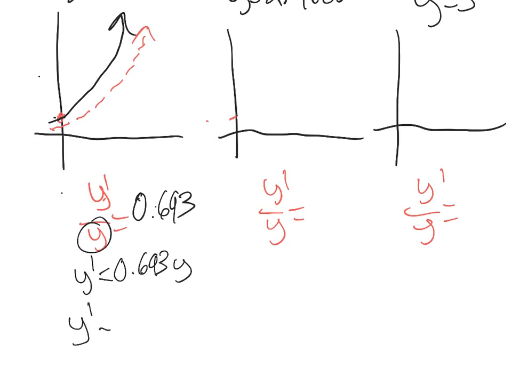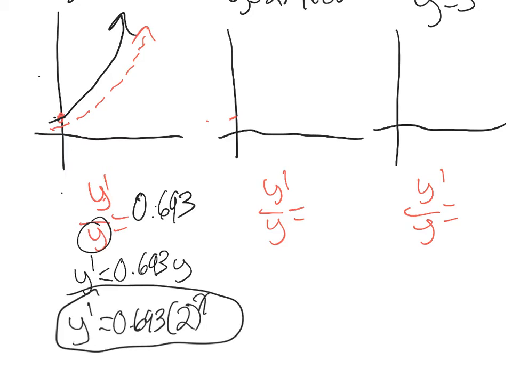Well, that means y prime equals 0.693 times 2 to the x, because the original function was 2 to the x. So that, folks, is the derivative of 2 to the x. It's a vertical scaling. That's all it is. So the derivative of 2 to the x is a scaling down by a factor of 0.693, because when you multiply something by a number between 0 and 1, you're going to get something smaller.